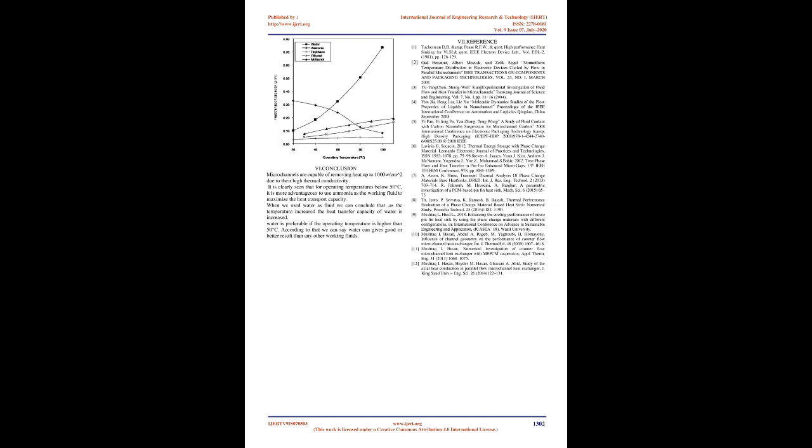Conclusion. Microchannels are capable of removing heat up to 1000 W/cm2 due to their high thermal conductivity. It is clearly seen that for operating temperatures below 50 degrees Celsius, it is more advantageous to use ammonia as the working fluid to maximize the heat transport capacity. When we used water as the fluid, we can conclude that as the temperature increased, the heat transfer capacity of water increased. Water is preferable if the operating temperature is higher than 50 degrees Celsius. According to that, we can say water gives better results than any other working fluids.